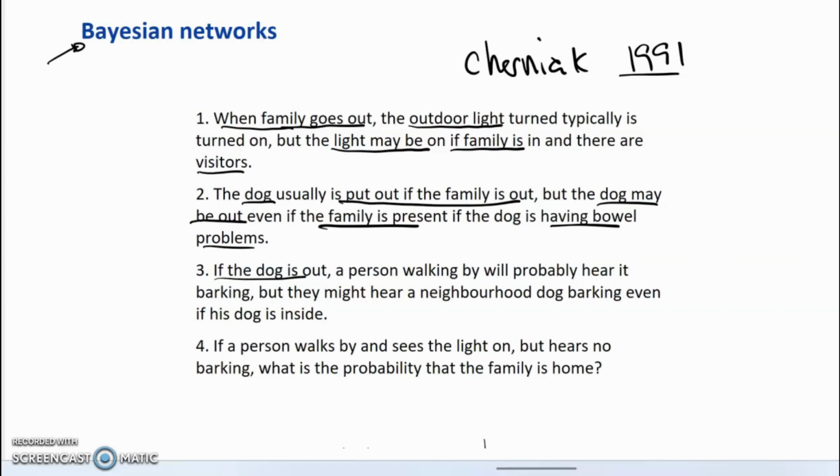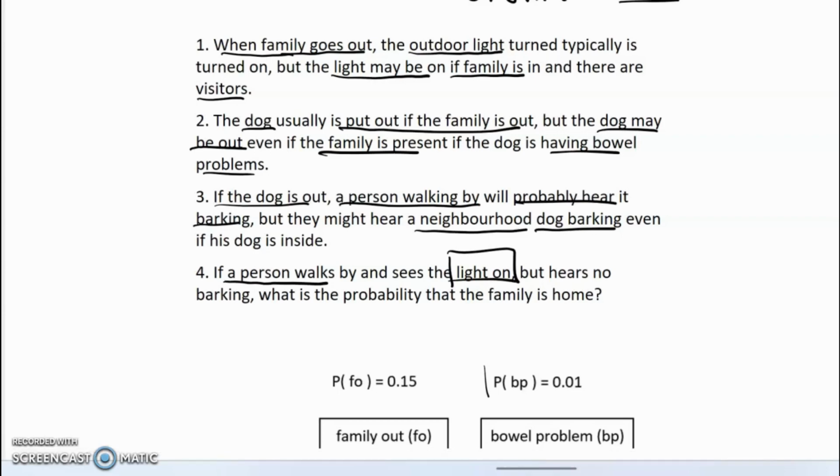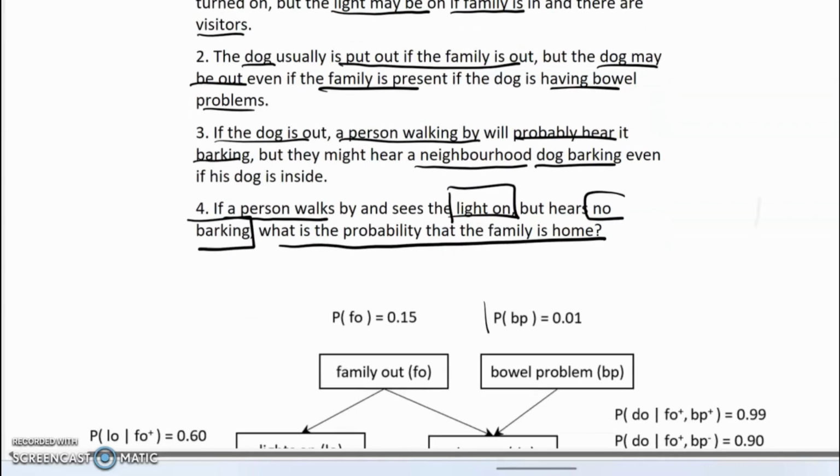Thirdly, if the dog is out and a person walks by, then they're probably going to hear the dog bark. On the other hand, a person walking by may hear a dog barking. It won't be the family dog, it will be a neighborhood dog. So, here's the deal. A person walks by, the light is on, no barking is heard. What is the probability that the family is home?